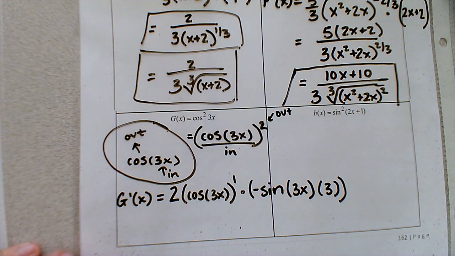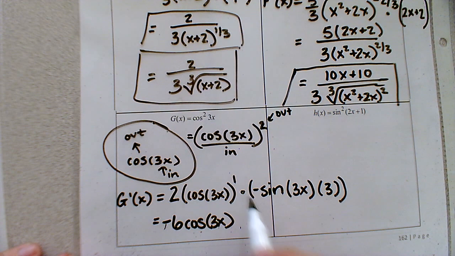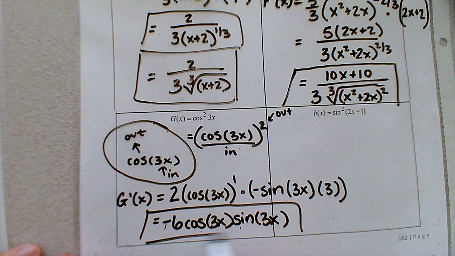So it's kind of a process. We had a chain rule within a chain rule because we were able to identify multiple inside and outside pieces. So everything's being multiplied together. If we were to combine everything, we'd have 2 times a negative 1 times a 3, so that would give us negative 6. And then we'll have a cosine of 3x to the first times a sine of 3x. So there's our final derivative.